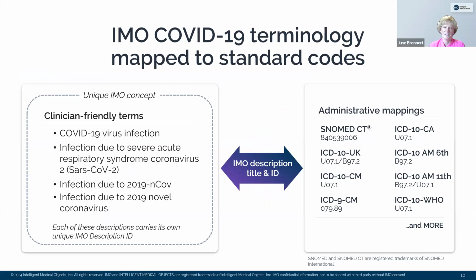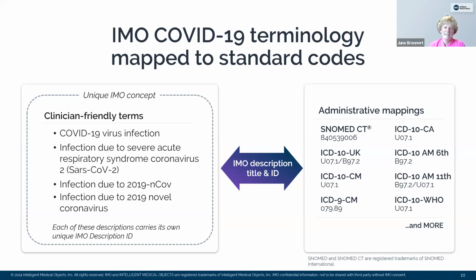Being a novel disease, when COVID first emerged, there was no specific COVID code for it. But obviously, there was a need to be able to document patients with COVID in a structured manner that would support reporting and surveillance. IMO created concepts for COVID as shown on the left-hand side of the screen. Each term had a unique identifier mapped according to the latest coding guidance.